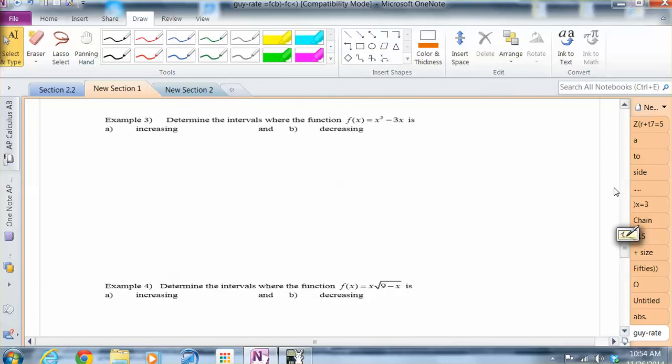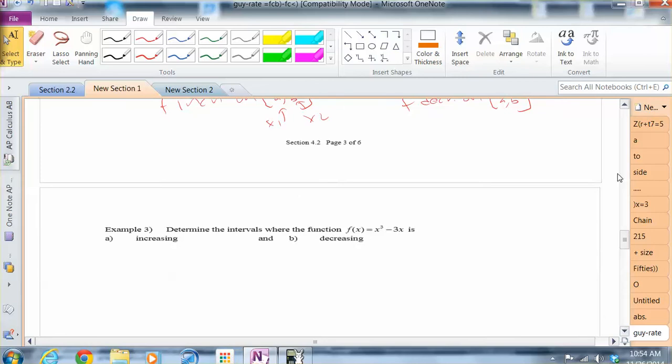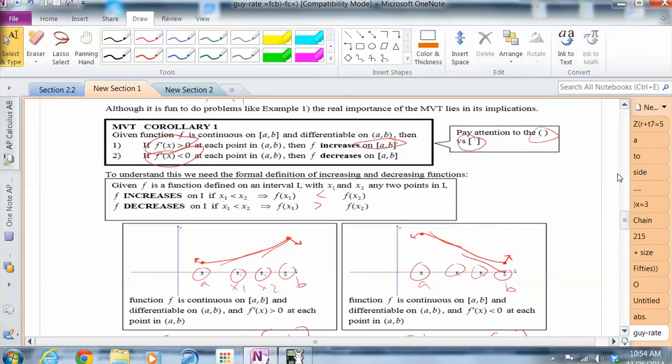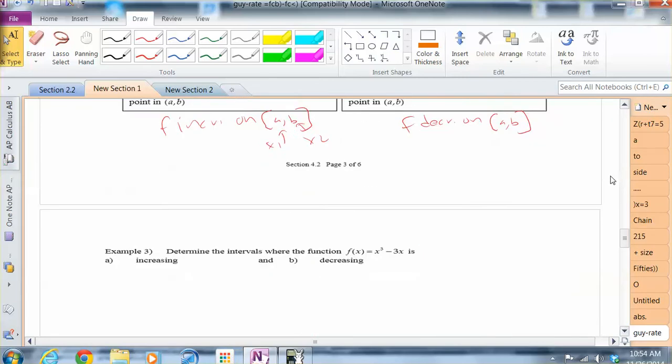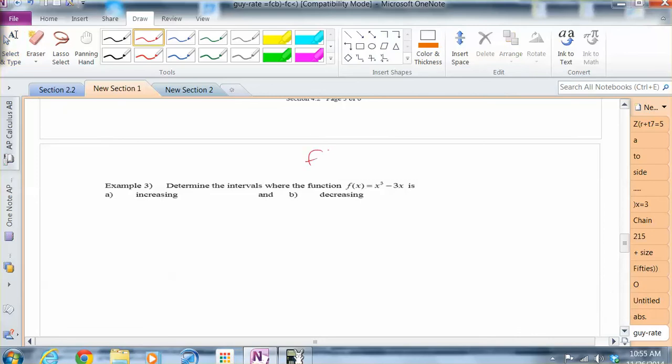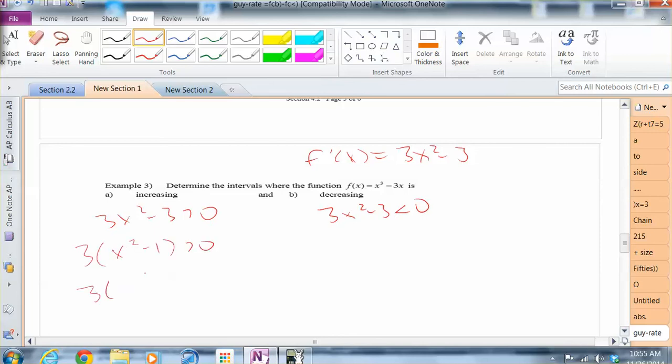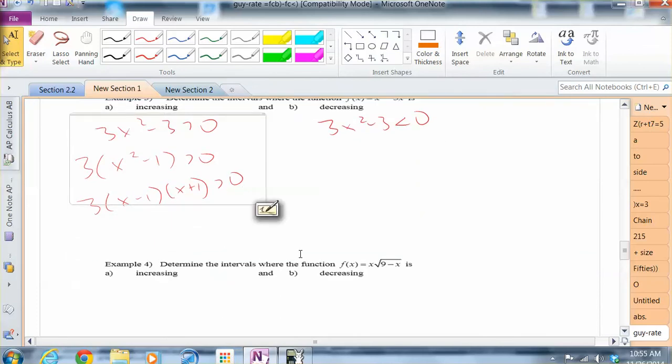So here we're asked to determine the intervals where the function is increasing and decreasing. Now we've made this connection with the derivative. When the derivative is positive, the graph is increasing; derivative negative, it's decreasing. So let's find the derivative. Real easy. The derivative is going to be 3x squared minus 3. So we want 3x squared minus 3 to be greater than 0, and 3x squared minus 3 to be less than 0. If it's greater than 0, we're going to have to factor it. Remember doing sign charts in pre-cal? That's why I call it pre-cal. We get you ready for calculus, because you've got to do this stuff. So I make my sign chart.